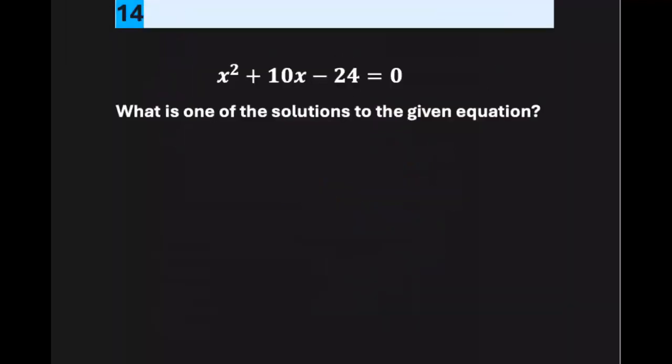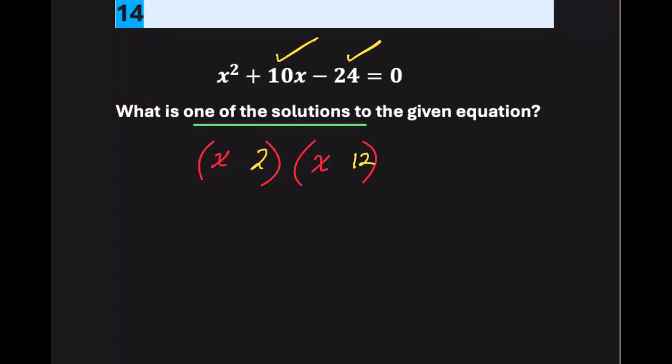Question 14. What is one of the solutions to the given equation? x and x. So we're going to find two numbers. When you multiply, they give you -24. When you add, they will give you +10. The two numbers are 2 and 12. So 2 times 12 is 24. The smaller number should be negative. So if you add, you're going to get +10. And that is equal to 0.